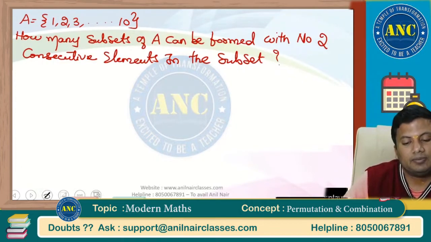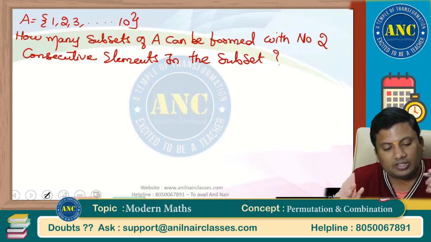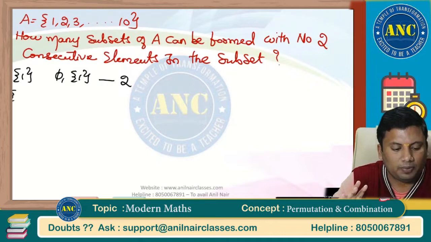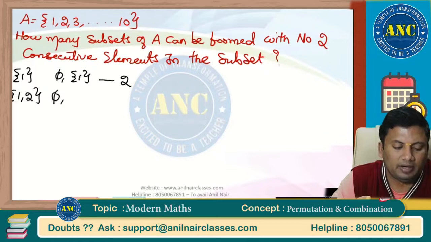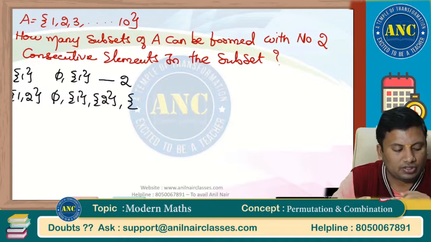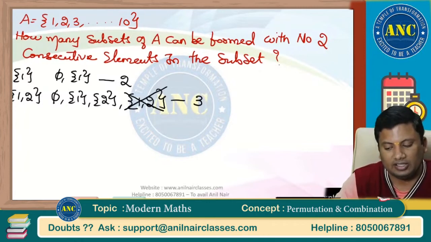There is a set which contains the values 1, 2, 3 and so on up to 10. How many subsets of A can be formed? Suppose if I take one element, 1, either I will get no element, or I will get only one element. Two ways are there. Suppose if I take two elements, 1, 2, either I will not pick any element, or I will pick only 1, or I will pick only 2. Suppose it is 1, 2, no two consecutive elements, so this is not possible. So answer is nothing but 3.